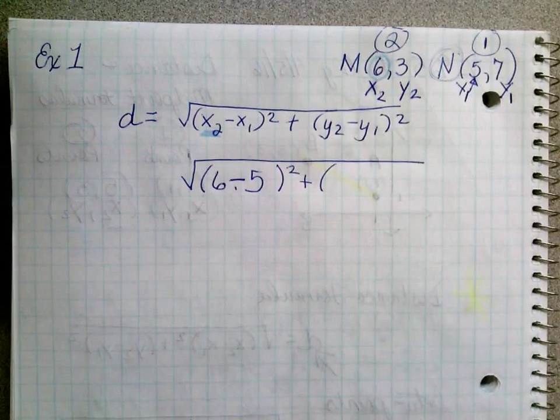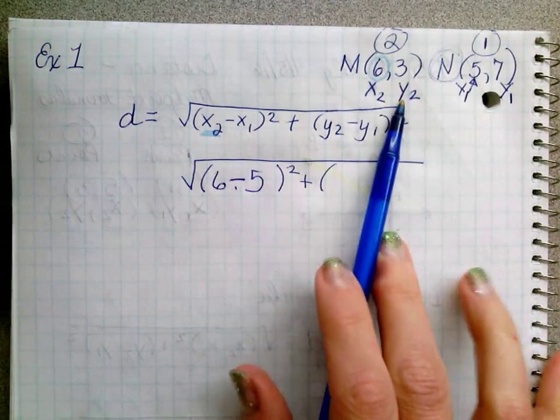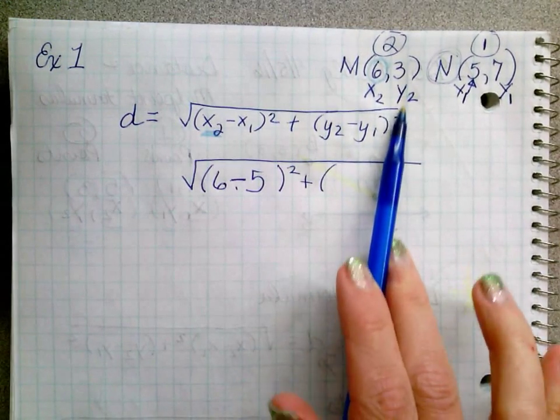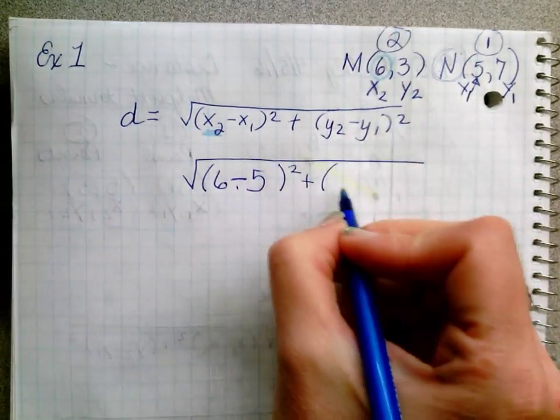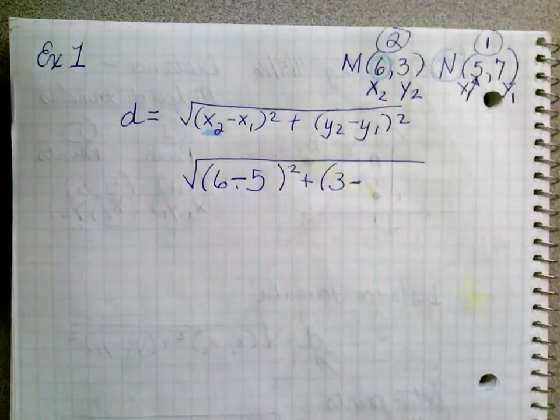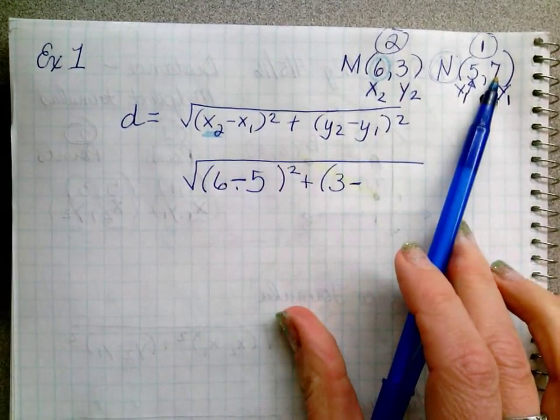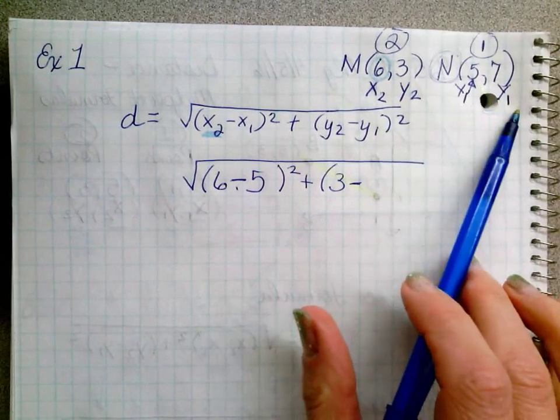What is y sub 2? Hannah, y sub 2, based on my writing. 3 is right. And y sub 1, Mr. Burrell? 7.